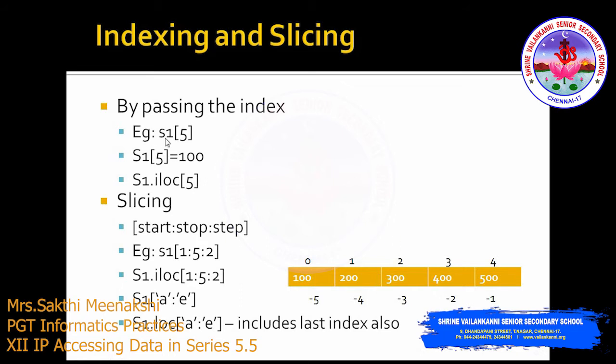How to give it? You have to use the series object and then the square brackets. Inside this you have to pass the index. This example shows S1 of 5, so the fifth element will be accessed, will be retrieved. And we can also change the data. If the value already present is 1 and we want to change it, then you can use S1 of 5 equals 100, the assignment operator. This assigns the value 100 to this element.